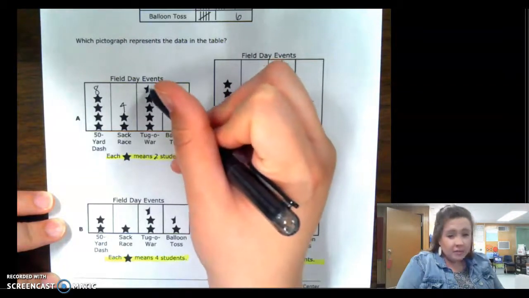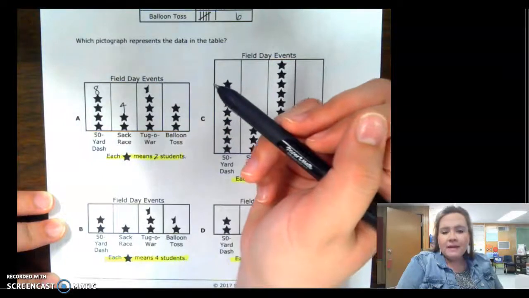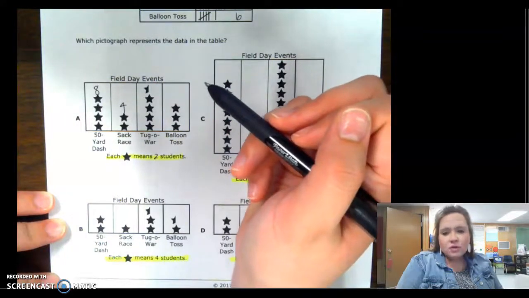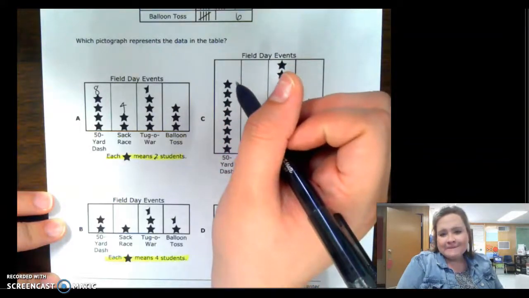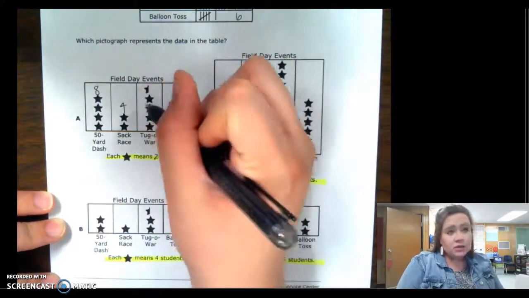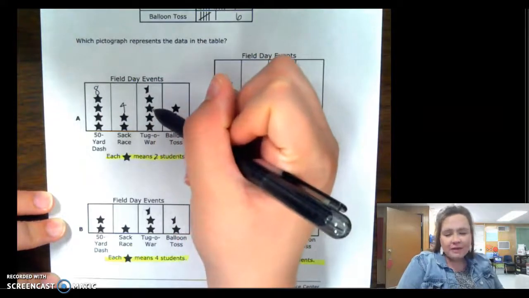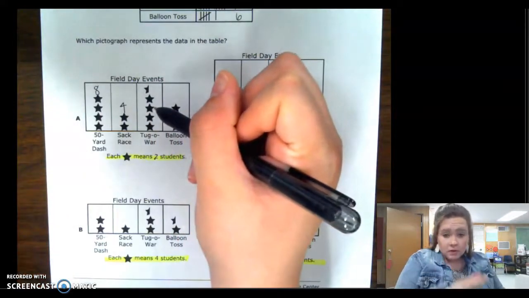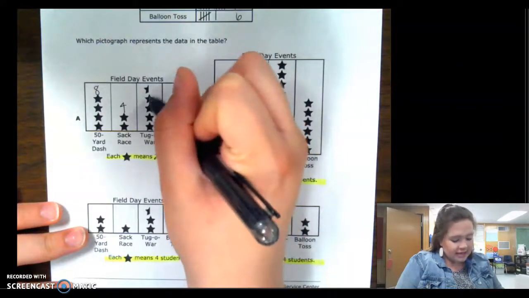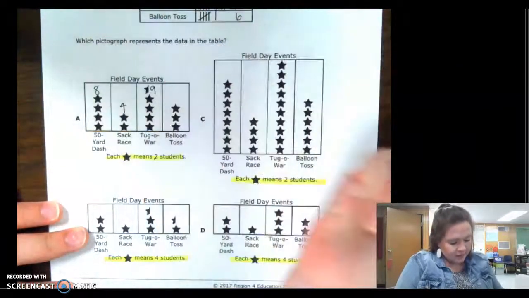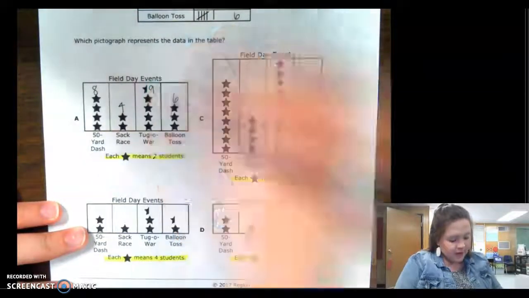What is this going to be? That's half a star. If a whole star equals 1, what does half a star equal? Sorry, a whole star equals 2. What does half a star equal? Good, that's just 1. So 2, 4, 6, 8, 9. 2, 4, 6. Okay, well, let's see.